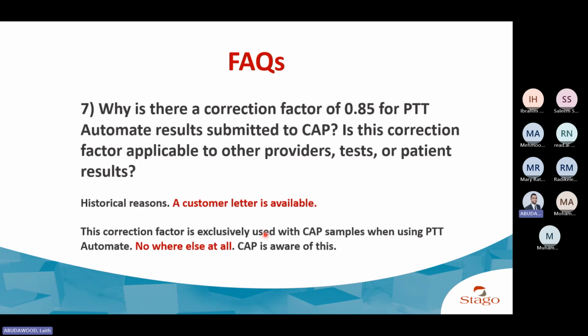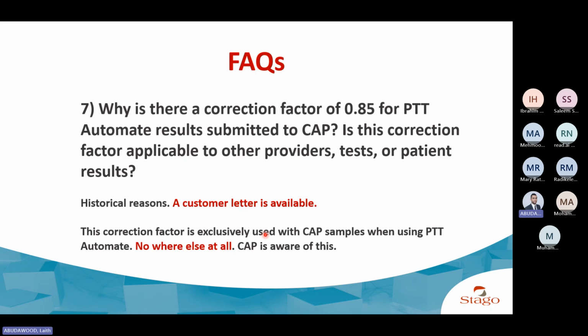Now, this is very important because you might end up with a disaster if you don't know this information. When you are working with PTT Automate and your customer is a CAP accredited customer, you receive the materials from CAP. You run them on PTT Automate because you are using PTT Automate for your APTT and you want to submit your result. When you get the result for the CAP vials from PTT Automate, you have to multiply the result by 0.85 before you submit it to CAP.